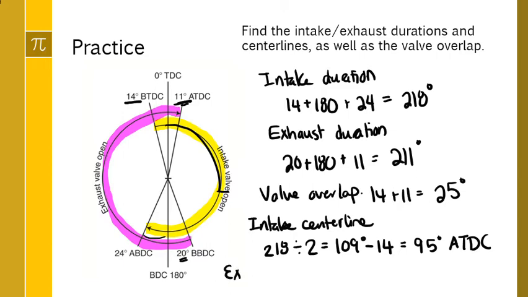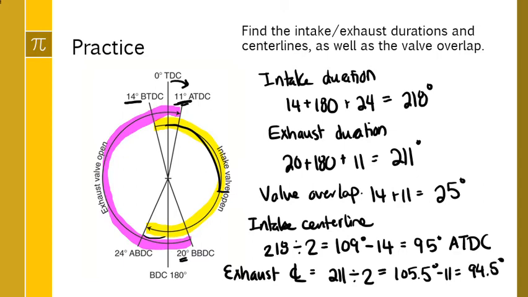Exhaust center line is going to be, where is our duration? 211 divided by 2 equals 105.5 degrees. And we are going to take that 105.5 and we see that we need to pull it back. So it's going to be minus 11 equals 94.5 degrees. And this time we're measuring it here, so that's before top dead center.